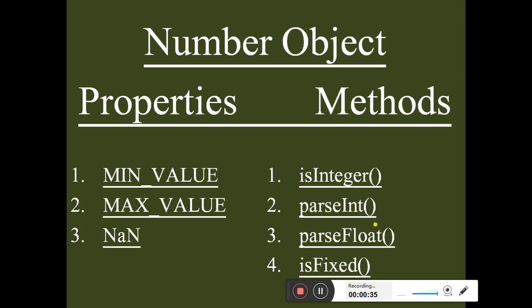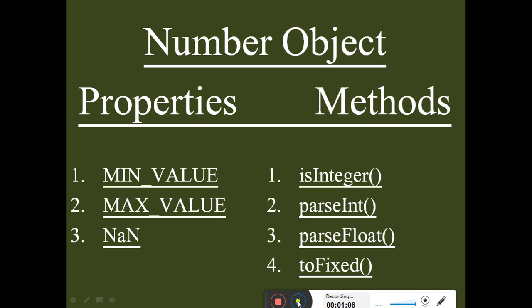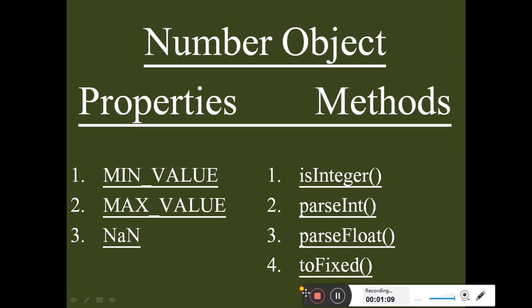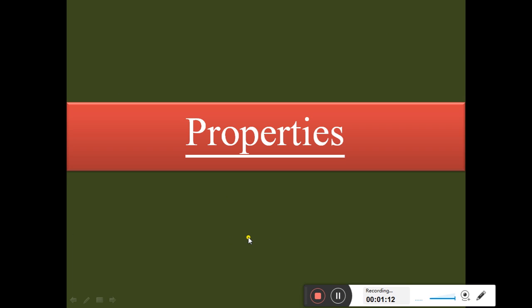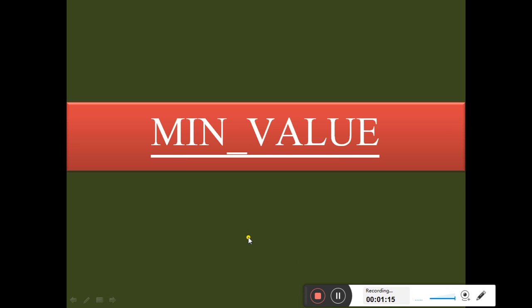Now, what are the properties we are going to see? We are going to see three properties: min value, max value and NaN. These are three properties of the number object. Then we will see methods of the number object: the isInteger method, parseInt method, parseFloat method, and the fourth method is the toFixed method. Okay, now we will start it one by one. First we will see the properties.